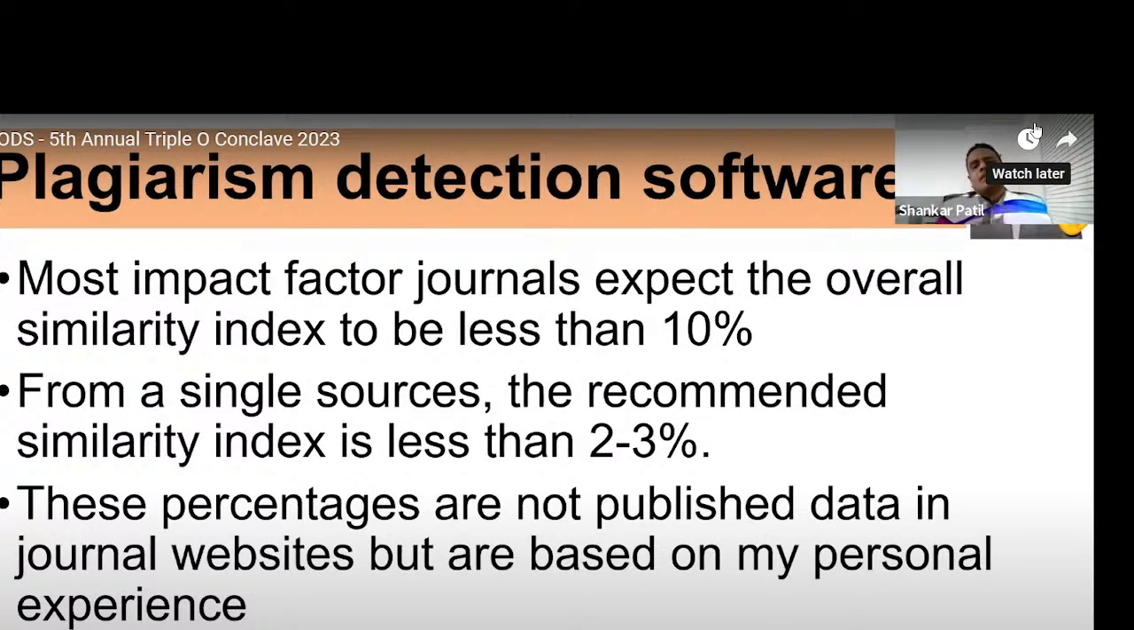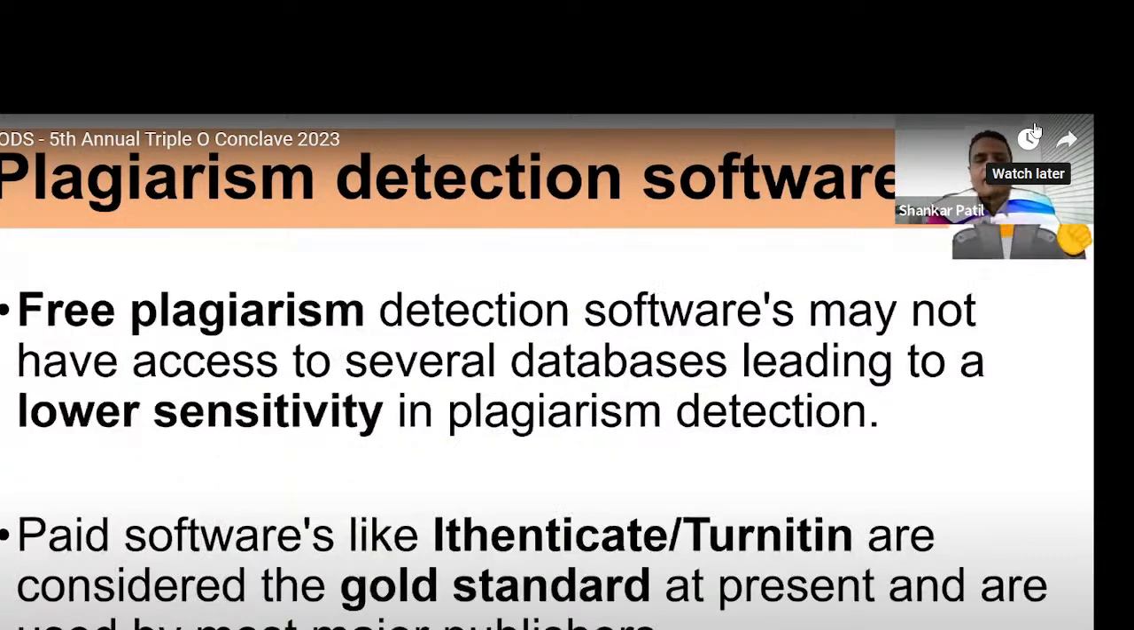Most high impact factor journals expect the overall similarity index to be less than 10%, and from a single article 2 to 3%. This is not published anywhere; I am telling you according to my experience. Don't use free plagiarism software because it will not give accurate data.